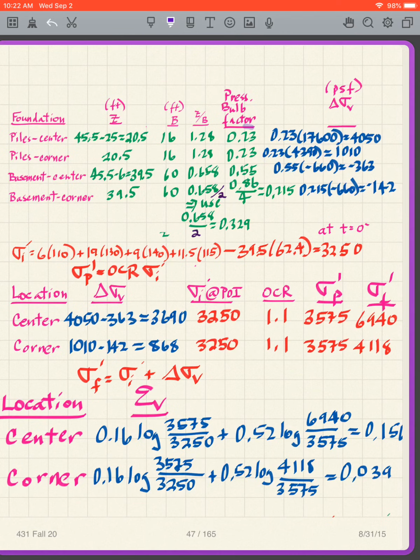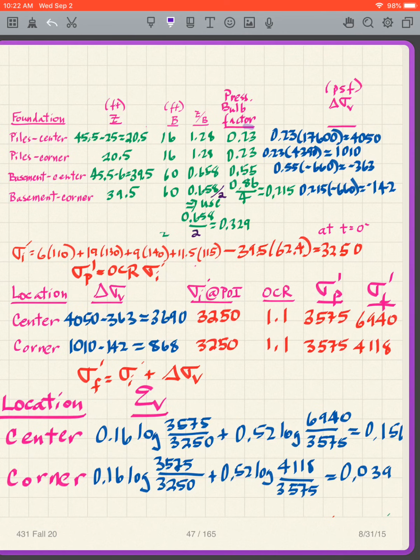So here is our sigma prime I. I guess I didn't do that previously. That's the sigma prime before the building is built. So at our point of interest, you can pause the video. You should all be able to do that before the structure is there. That gives us our sigma prime I at our point of interest depth. It's 3250. And our sigma prime P is going to be the OCR times that sigma prime I.